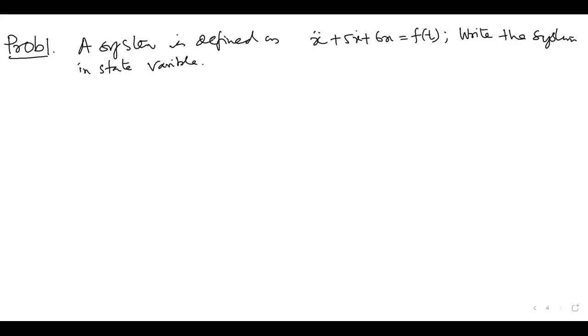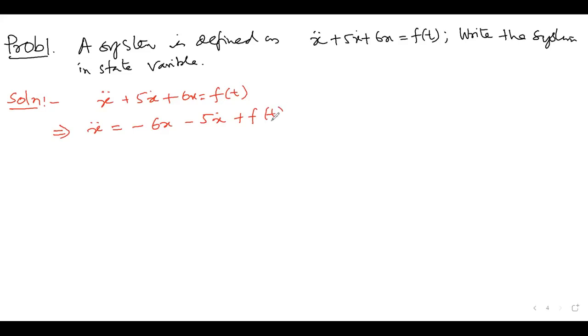Now first, just remember the step 1 solution. First we have to write the system. What is the first step? Here we have x double dot plus 5x dot plus 6x equal to f(t). The highest order derivative we keep in the left hand side, and all other terms we bring to the right hand side. All right, this is step 1.